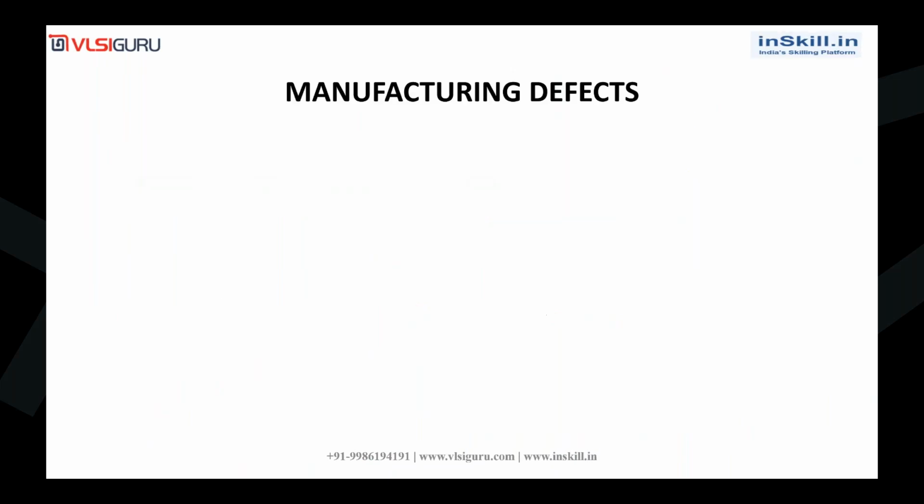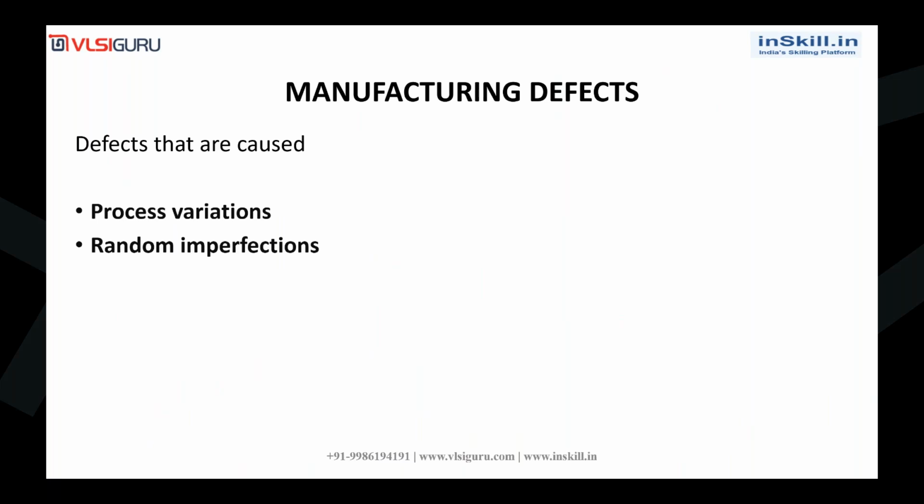Now we'll try to understand what manufacturing defects are. Manufacturing defects are the defects caused by process variations and random imperfections. Process variation means slight variation in the transistor channel length, metal interconnect width and thickness. All those things can impact the logical and timing performance. Random imperfections can result in unintentional shorts and unintentional opens.